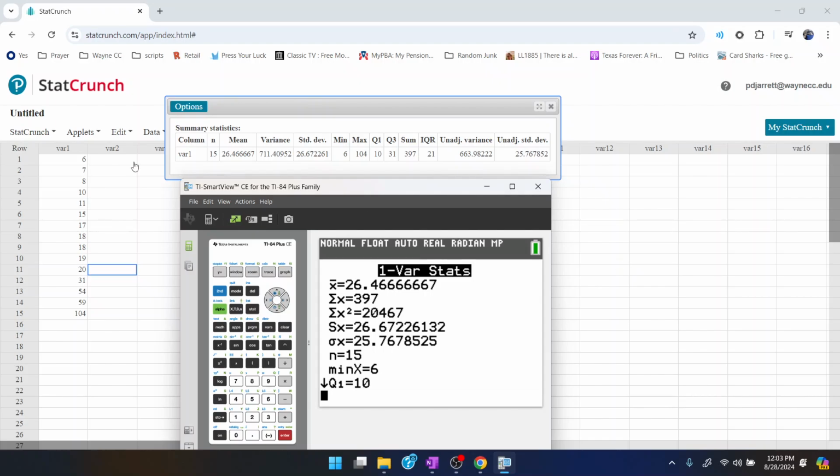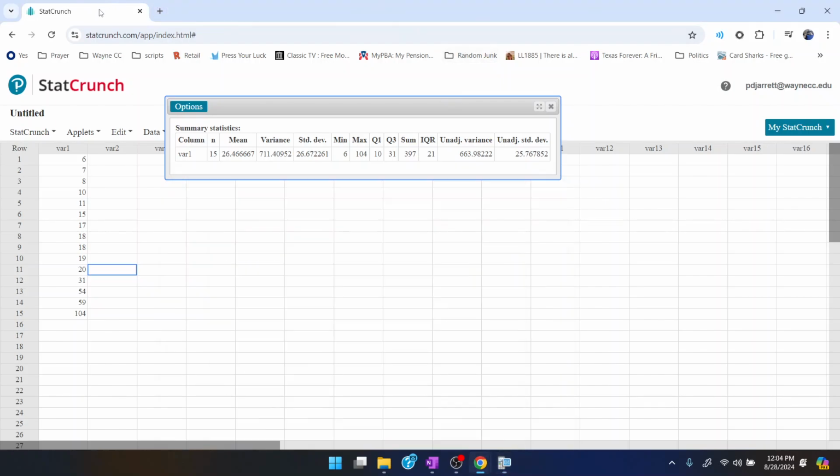So that's what you can get here. And believe it or not, all the StatCrunch hints are on Moodle. So it's not like, here it is, suckers, have fun.